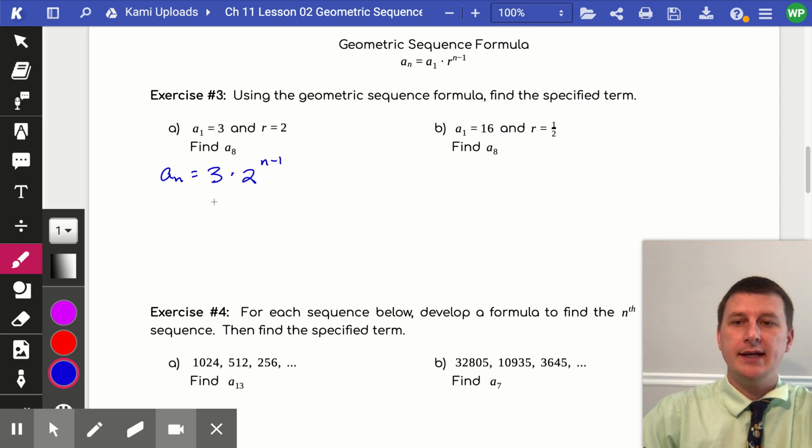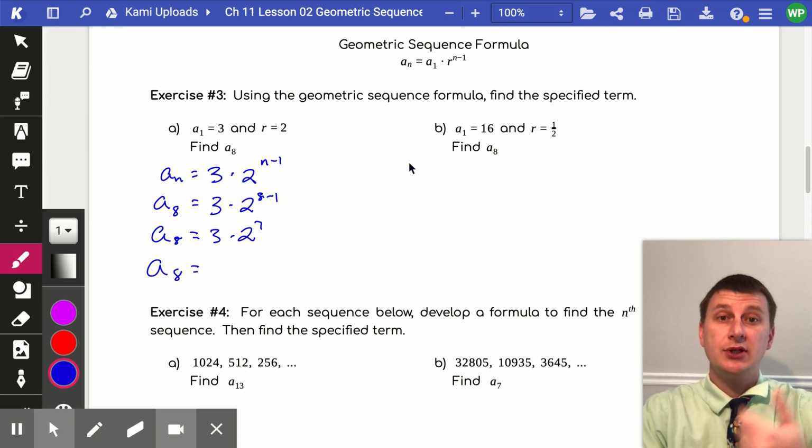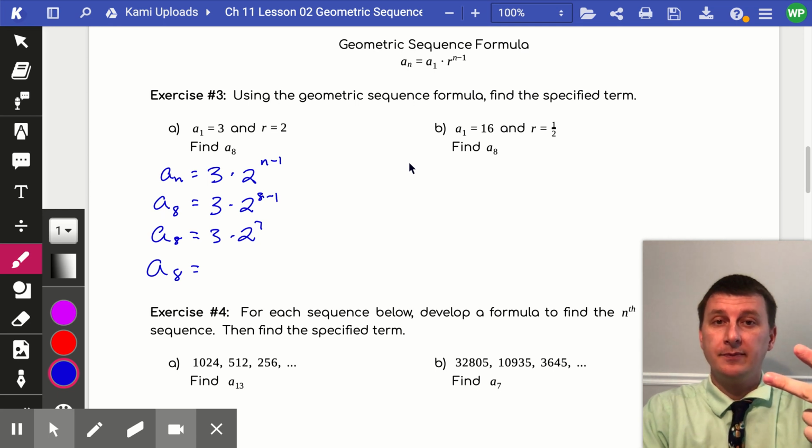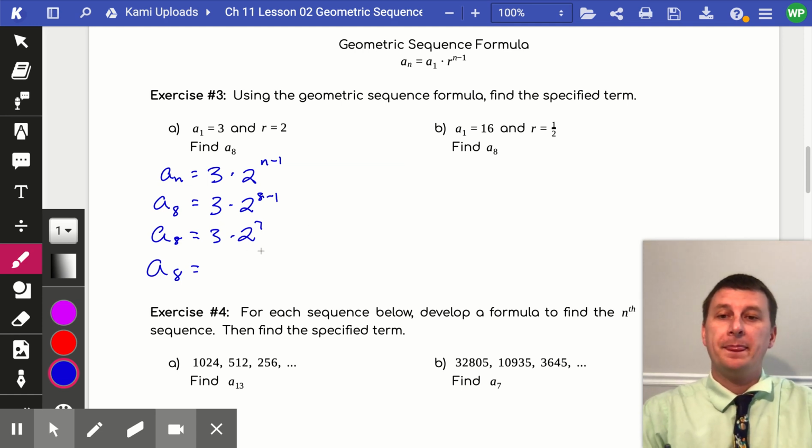Now we want to find a sub 8. So everywhere we see an n, we're going to substitute in an 8. So we're going to have a sub 8 is equal to 3 times 2 to the 8 minus 1, which is the same thing as 3 times 2 to the 7th. Our order of operations says to do 2 to the 7th first, so that's 2 times 2 is 4, times 2 is 8, times 2 is 16, times 2 is 32, times 2 is 64, times 2 is 128. So 2 to the 7th power is 128.